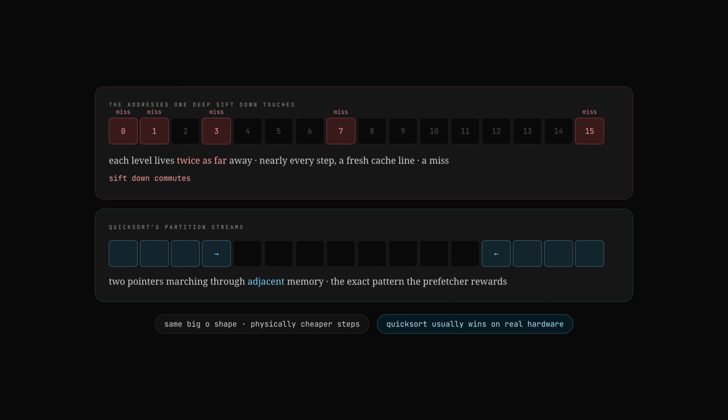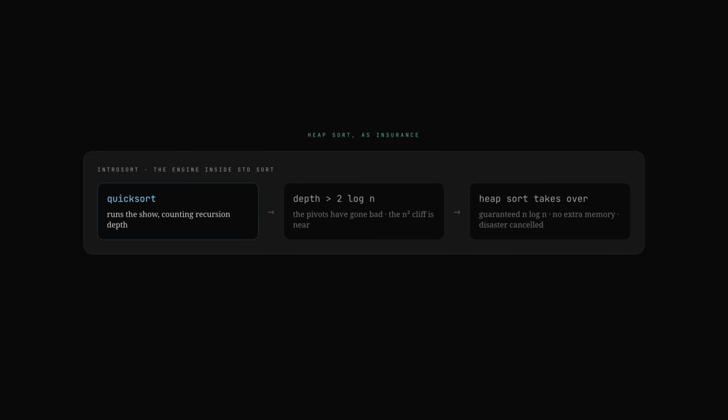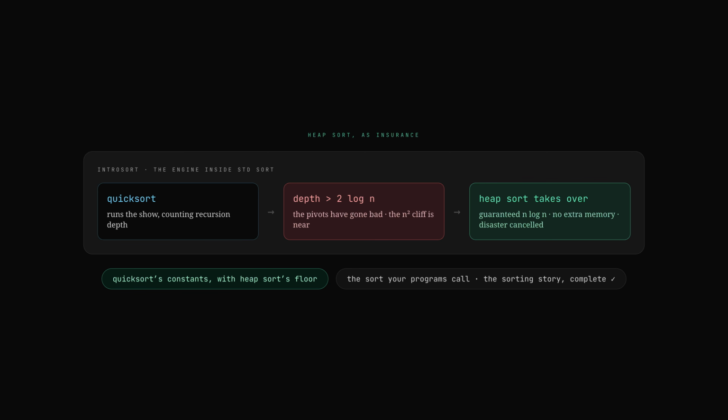Which is why production uses heap sort exactly the way Lesson 10 promised, as insurance. Introsort, the engine inside std sort, runs quicksort while counting recursion depth. If the depth blows past about 2 log n, the pivots have gone bad, the n-squared cliff is near, and it hands the whole job to heap sort. Guaranteed n log n, no extra memory, disaster canceled. Quicksort's constants with heap sort's floor. That is the sort your programs have been calling all along. And the course's sorting story is complete.